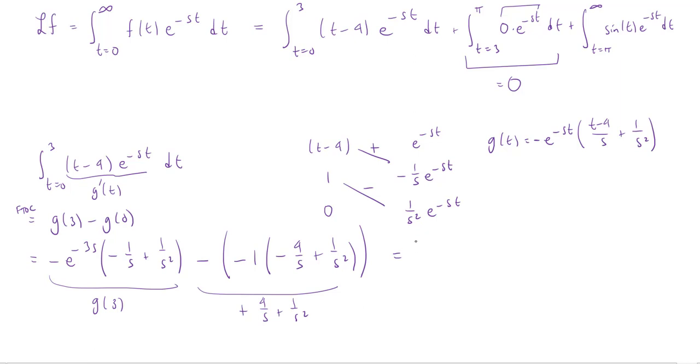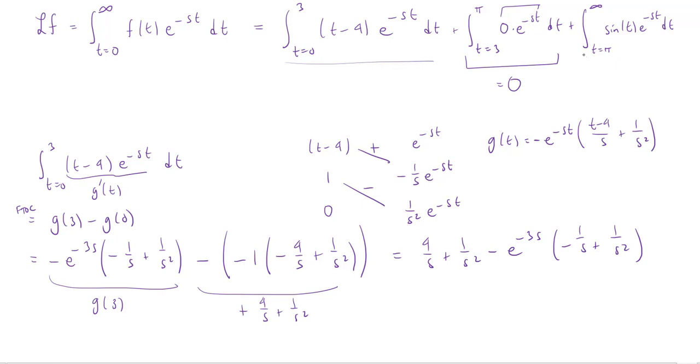Okay, well, there's not a whole lot I guess I'm going to be able to do with this. So what do I have? I have 4 over s plus 1 over s squared, minus e to the negative 3s times negative 1 over s plus 1 over s squared. Okay, so that gives me the answer to this leftmost integral.